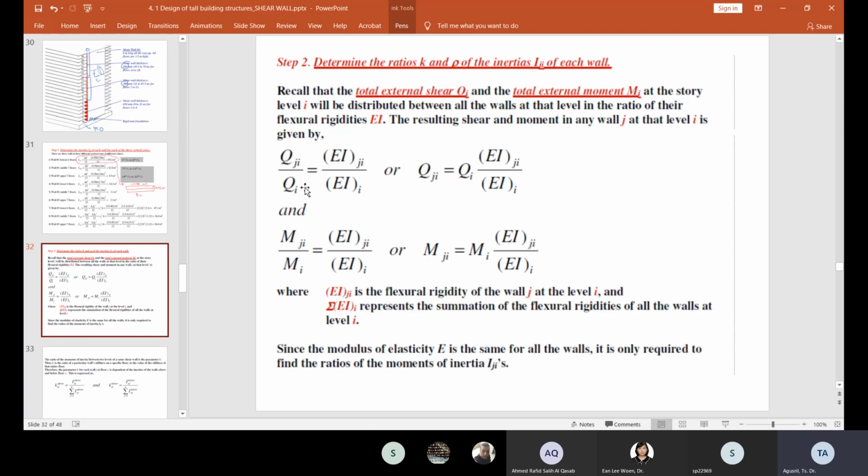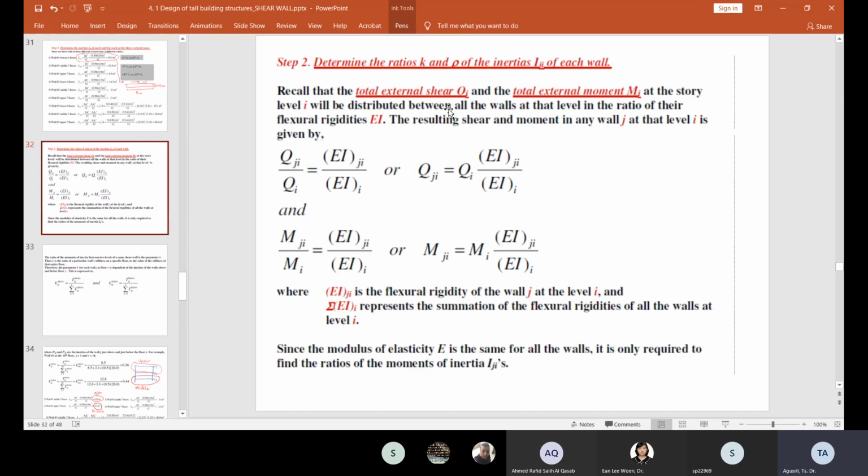So for example, this one QJI is the shear at wall J at level I divided by the total Q at level I, and that is equal to EI for wall J at level I divided by the flexural rigidity for level I. So I is level, J is wall. You can see here, this is how to distribute the moment based on the flexural rigidity of the wall itself.